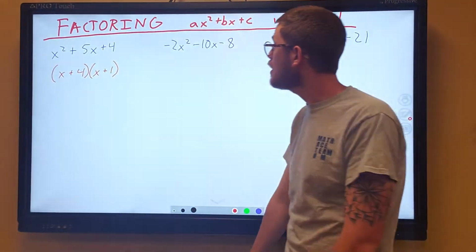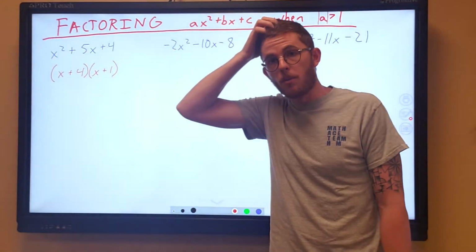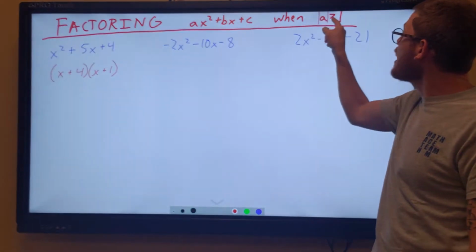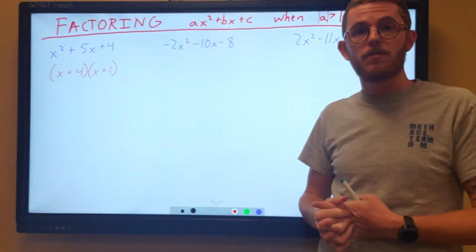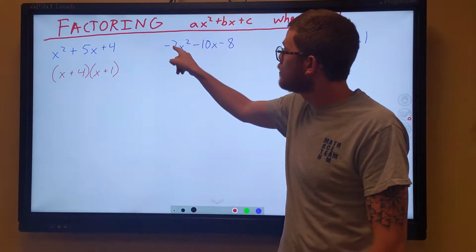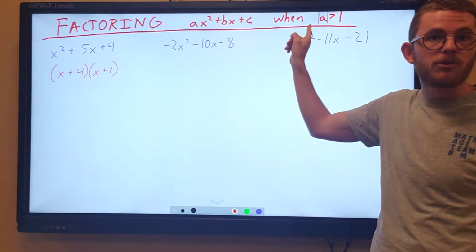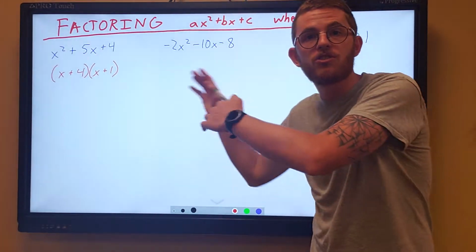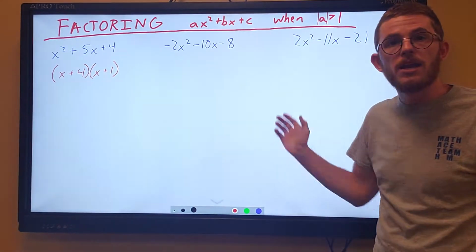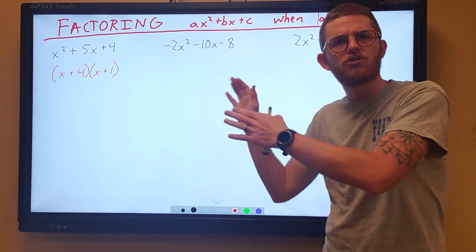Now, today we're going to look more at when our a value is greater than 1. When that thing is, like right here, all right? It's negative 2. I said absolute value of a is greater than 1. If it's a negative, you can always just factor out a negative. So don't worry about the negative. You always just factor it out.